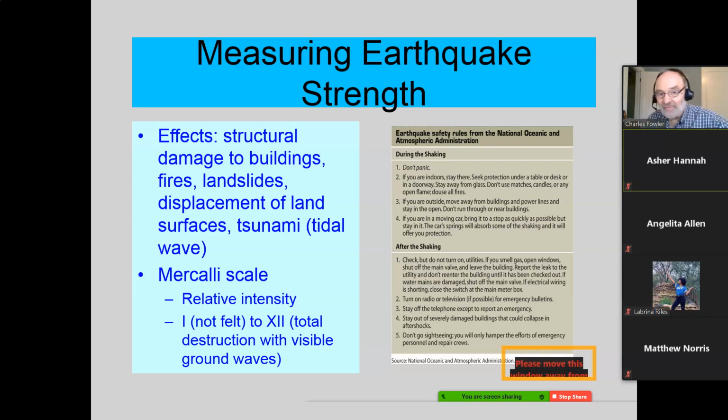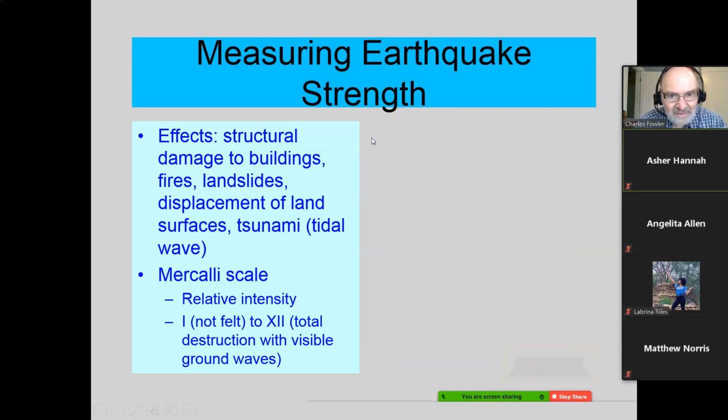Okay, so that was sort of stuck in here in the middle of everything else. I think it does show up somewhere in the book. Yeah, top of page 492. Okay. Now, let's get back to measuring earthquake strength. And it won't advance until I click on the slide. Okay.